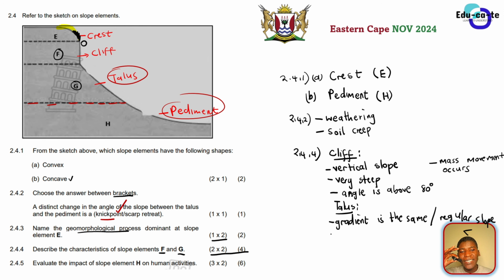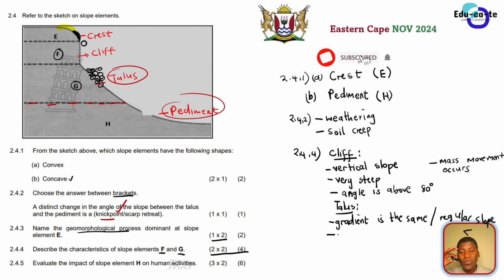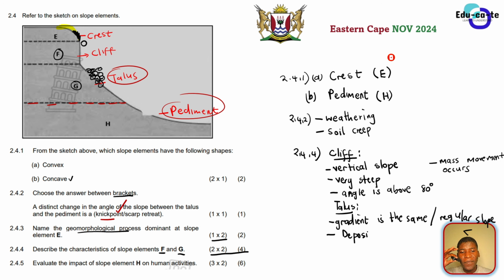And the other thing that you can say about the talus, you can talk about the main process occurring there. Remember that the main geomorphological process occurring at the talus is deposition. So the rock that has been weathered on top at the crest is falling and accumulating here at the talus. So deposition occurs at the talus slope.